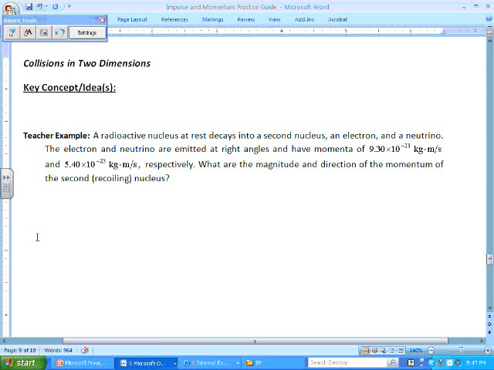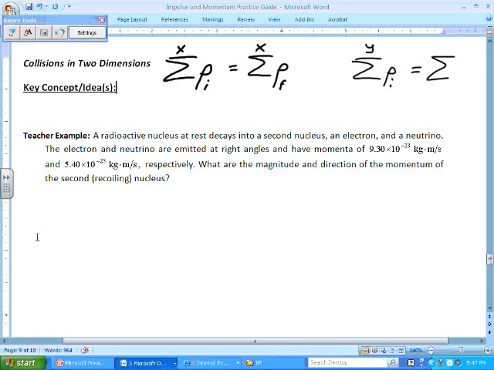The key concepts for this section are going to be that the sum of all of our x momenta initial is going to equal the sum of all of our x momenta final. And likewise, in the y direction, the sum of all of our y momenta initial is equal to the sum of all of our y momenta final.